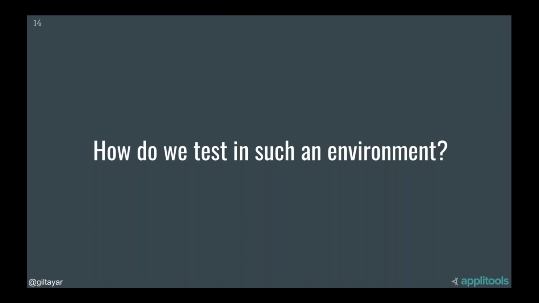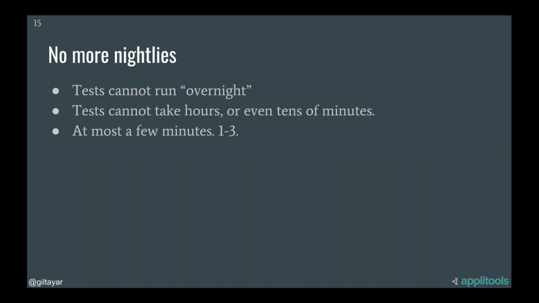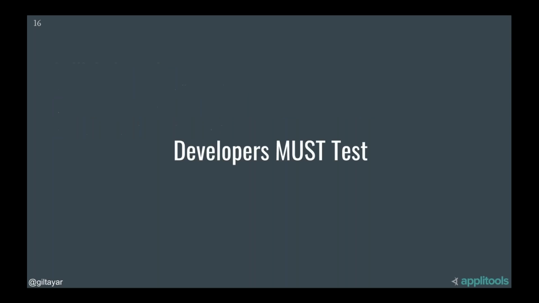But that's a problem, because we don't have integration time, and we don't have testing time in such an environment. What do we do? How do we test? And there are multiple answers. First of all, the best thing to do is no more nightlies. Tests should not run overnight. They should not take hours. They should not take tens of minutes even. At most a few minutes, 1 to 3 is the best, which is crazy if you think of regular QA.